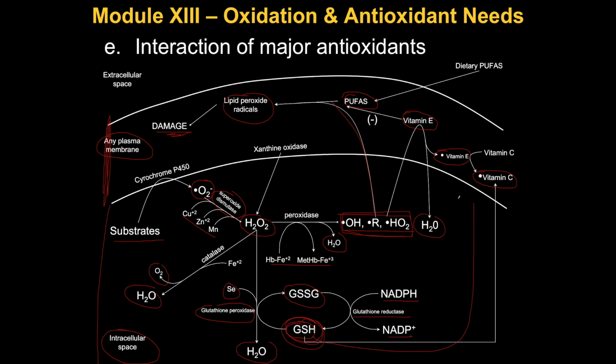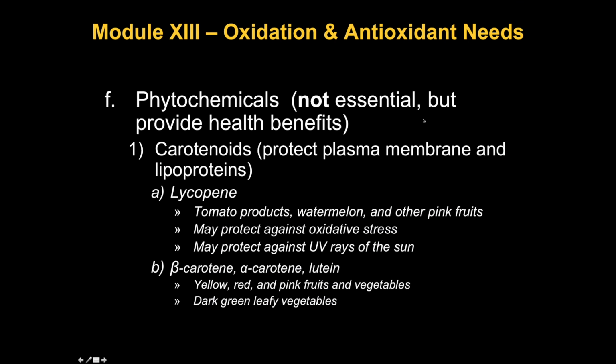Now the top of the screen here, of course, when we ingest dietary PUFAs, those are being incorporated into the phospholipid bilayer, and so vitamin E plays a very important role in protecting that PUFA from free radical generation. So as far as other antioxidants, we have phytochemicals. Now, phytochemicals are simply plant chemicals. It could be the pigment in a plant, could be some structures in the plant.